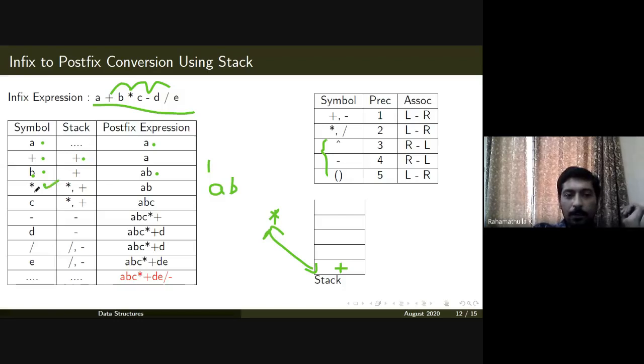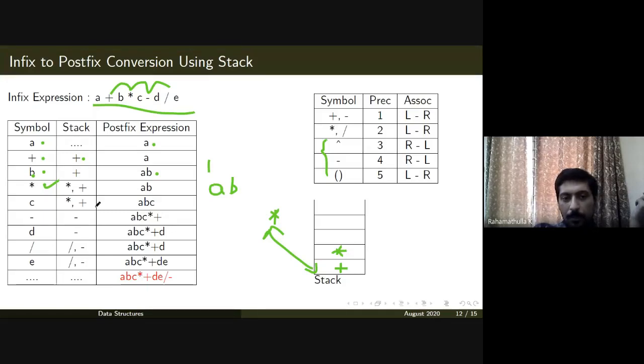the present incoming operator is star, and on top of the stack is plus. Plus has a precedence of 1, star has a precedence of 2. So the incoming operator has higher precedence, and you insert star onto the stack. If the reverse was there, if it was a star previously and you have an incoming operator as plus, then you need to pop it.